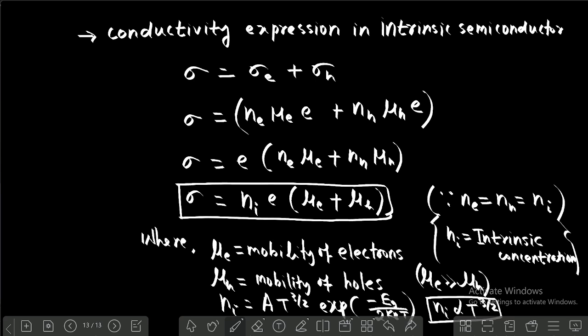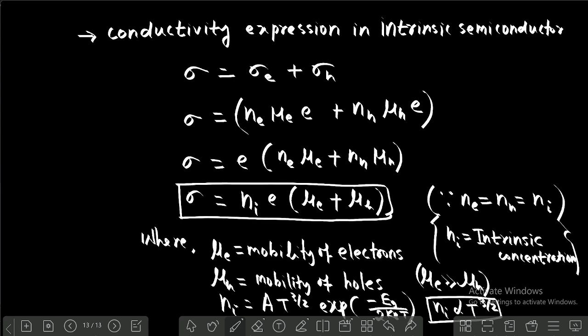So you understood about the conductivity expression, no doubt. Okay. Now last point, listen. At 0 Kelvin, how does an intrinsic semiconductor behave and what is its resistance? At absolute zero temperature, or T equal to 0 Kelvin, intrinsic semiconductor basically behaves like an insulator, and resistance will become infinity. That one we'll see next.